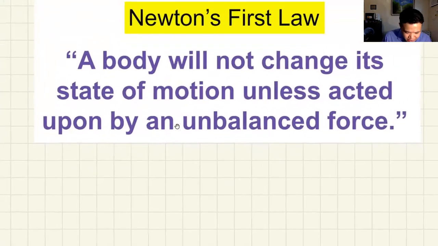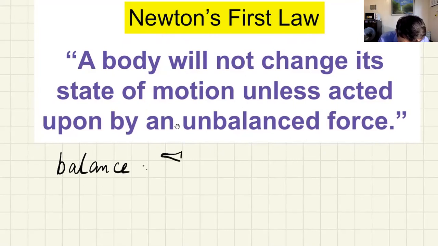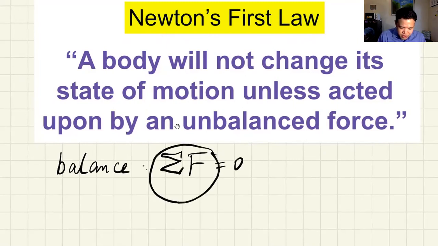So let me write that. Let's say our object or our system is in a state of balance. Again, if something is balanced, the net force is equal to zero. Summation of F equals zero. The symbol here, the Greek letter sigma, means summation. You're going to add all the forces. There will be at least two, so you're going to add two forces or more.